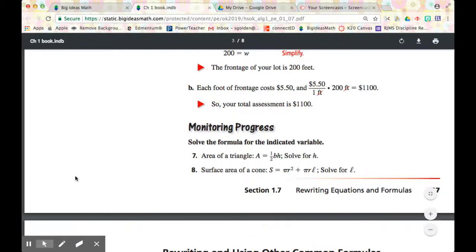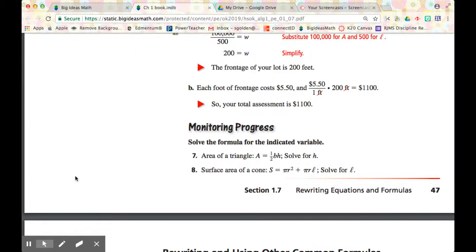You're going to try number 7. So solve the formula for the indicated variable. The area of a triangle, they give you A equals 1/2 base times height. Solve for H. So you're going to pause the video, solve that problem, and then check yourself by watching me work it out for you.